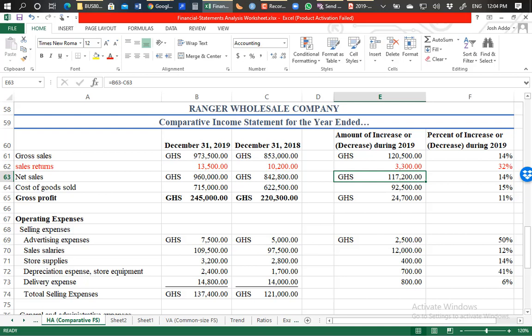50%, fine. The 50% is 2,500. We incurred an extra expenditure cost of 2,500. And this 2,500 is explaining, or approximately explaining, an increase in net sales of 117,200 Ghana cedis. So you have spent 2,500 on adverts, and it is bringing an increment in sales of 117,200.